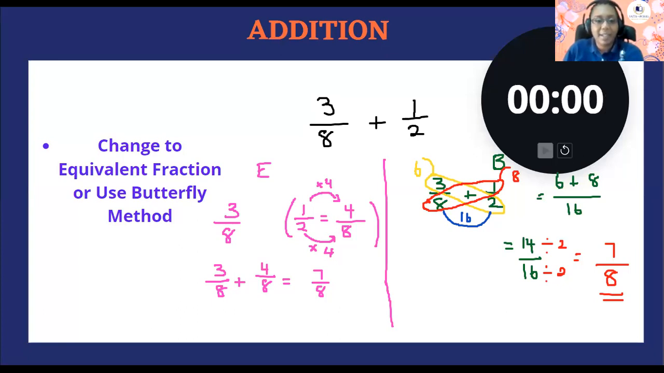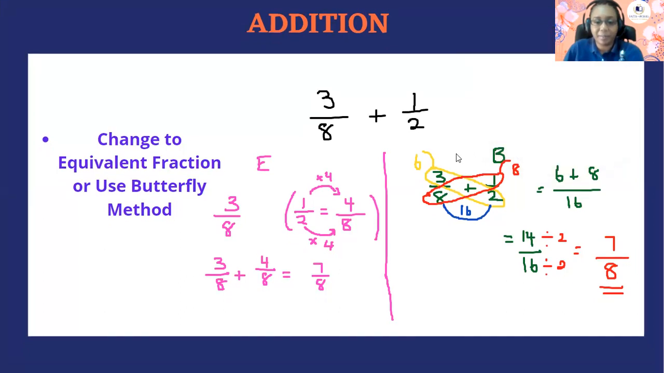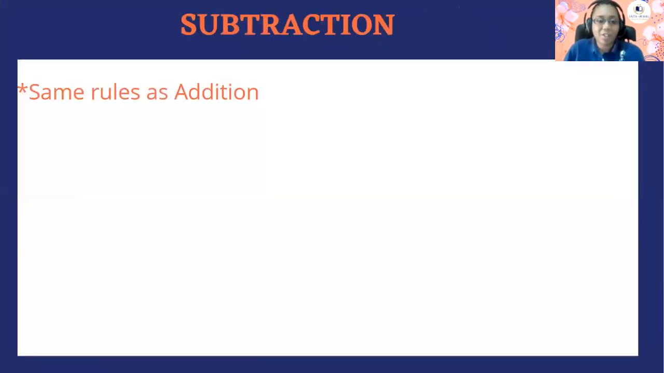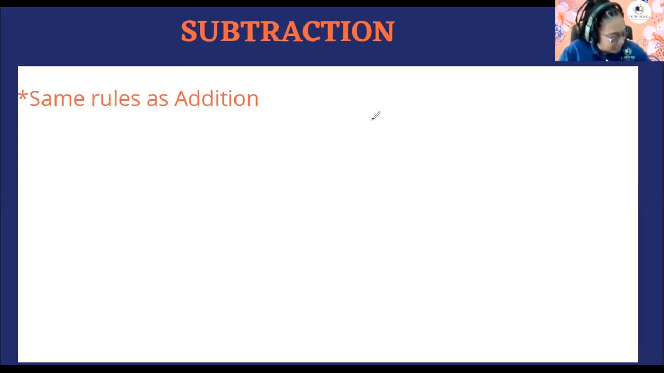All right, time is up. Let's go to the next one. Let's go to subtraction. We use the same rules as addition. You can use the butterfly method or you can use the equivalent method. So let's try it again. Now we're going to do subtraction.